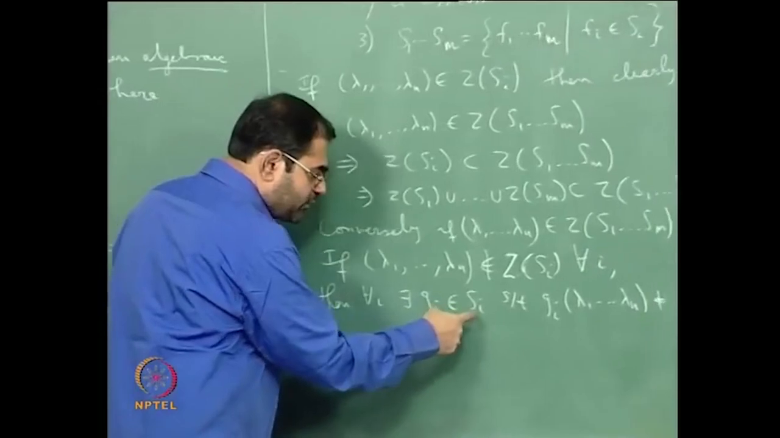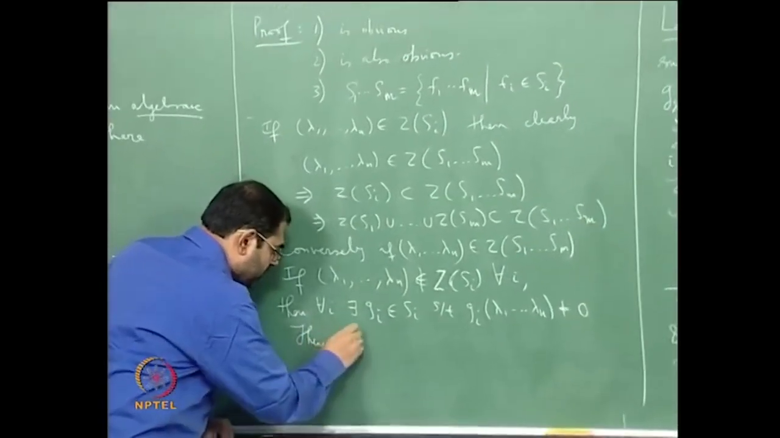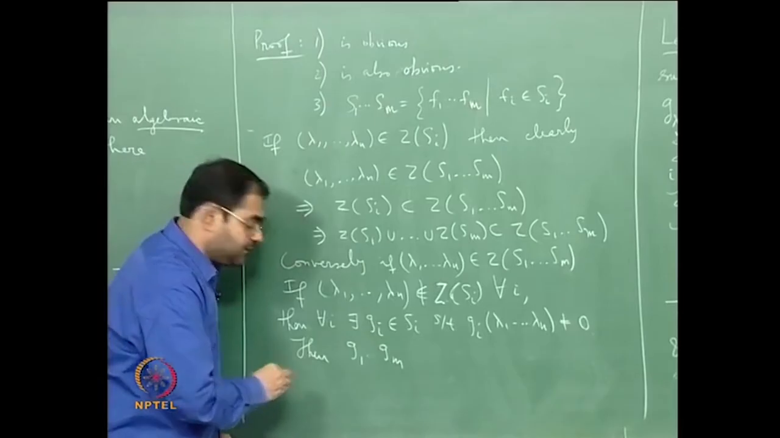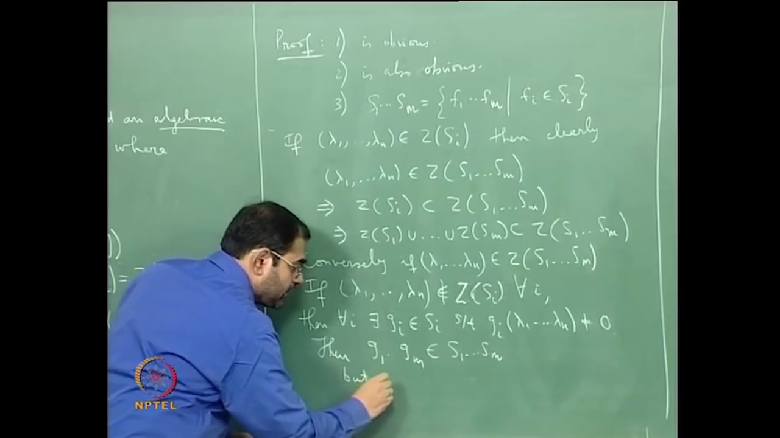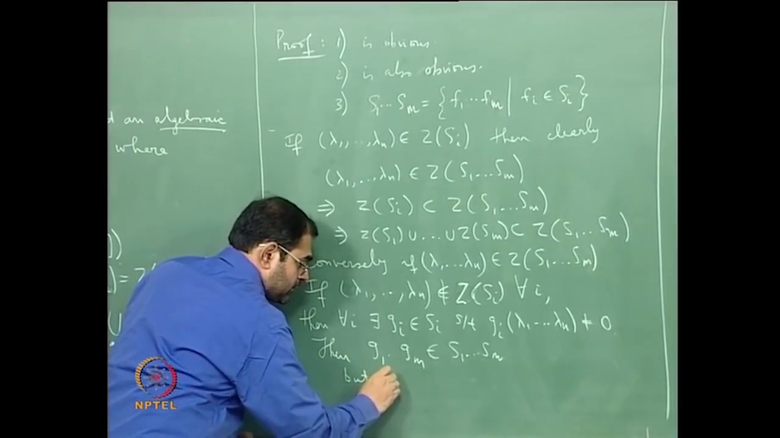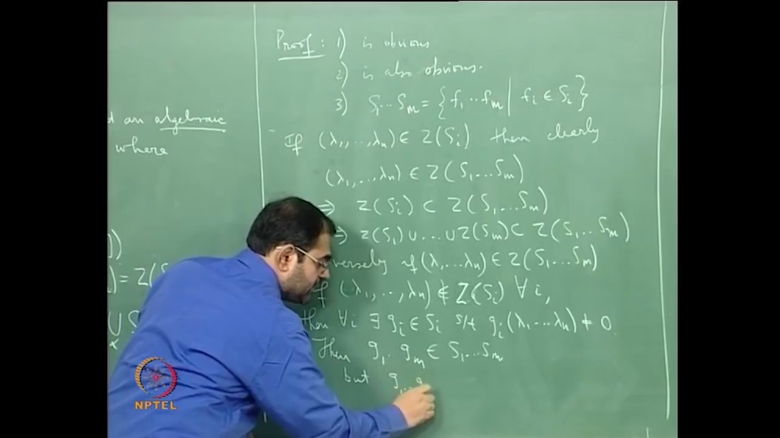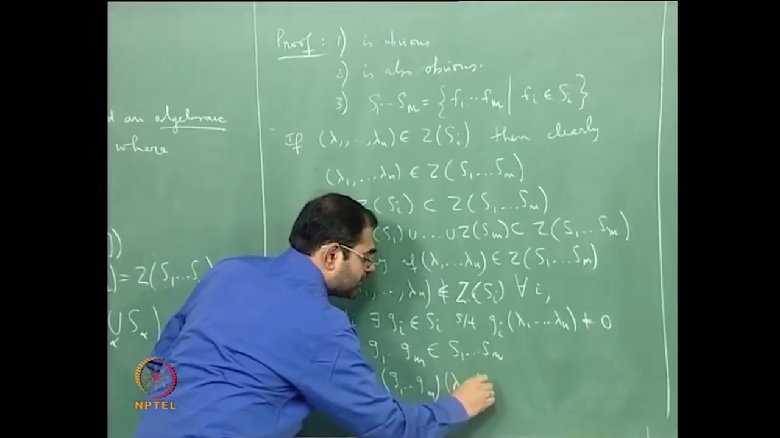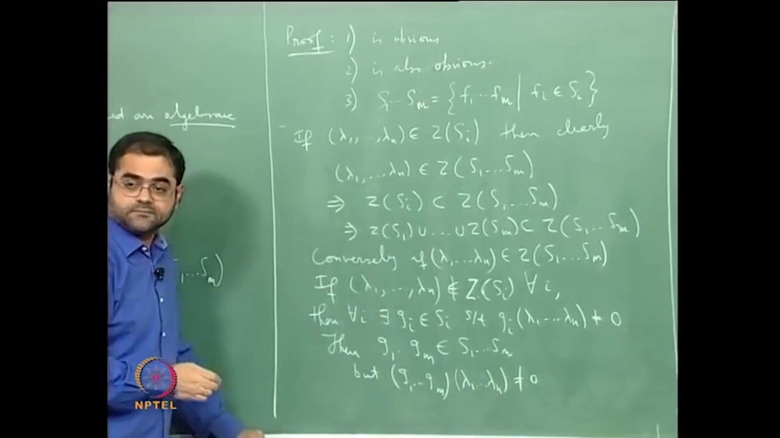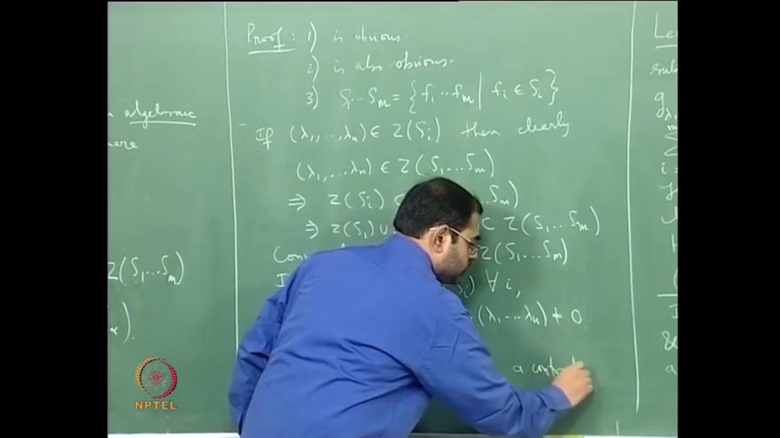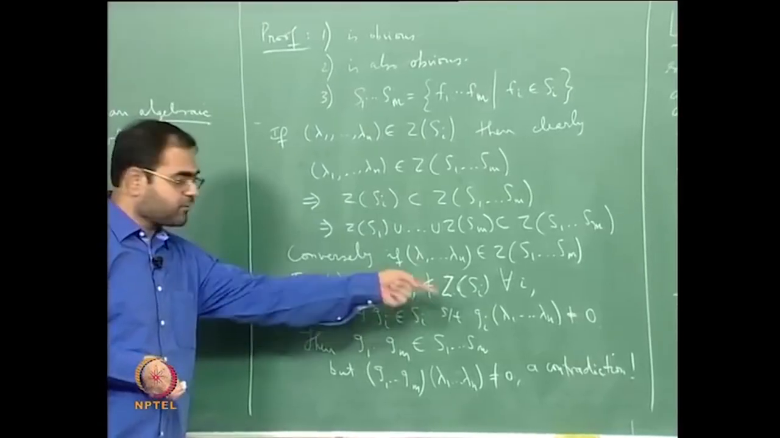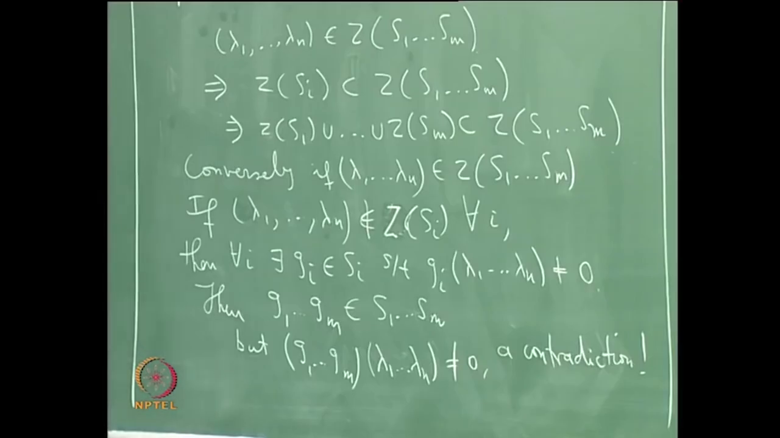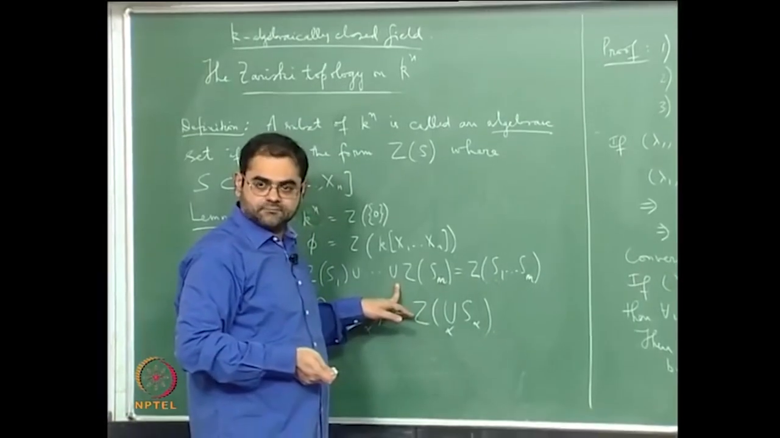So, I can do this for every S_i, okay. Then, if you take the product g_1 etc. up to g_m, this belongs to S_1 etc. up to S_m, but if I evaluate g_1 etc. g_m on lambda_1 etc. lambda_n, it is not 0, a contradiction. Okay. So what this will tell you is that this n-tuple has to belong to some Z(S_i), okay. So that will give you the inclusion of this into this, and we are done, okay.